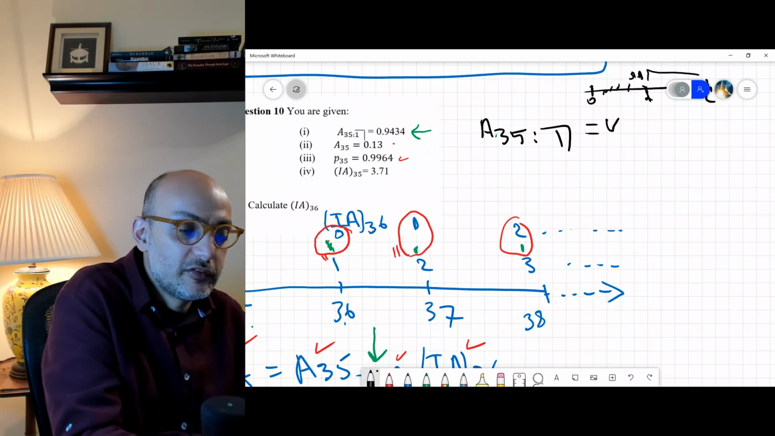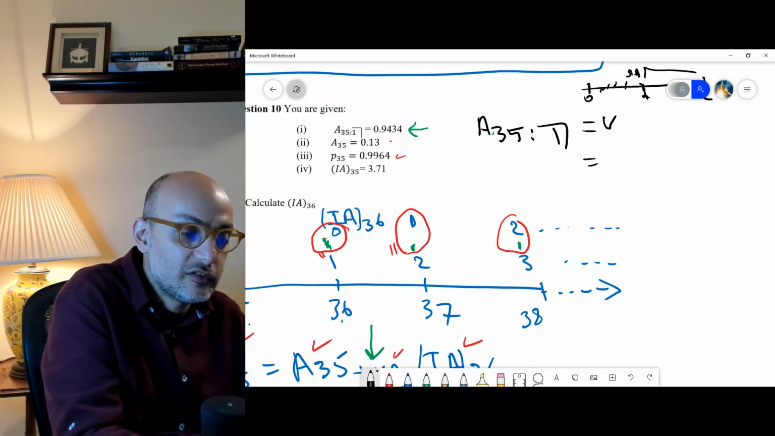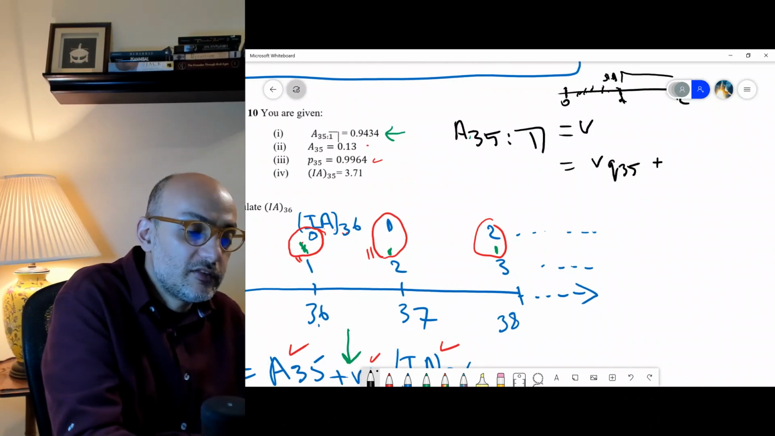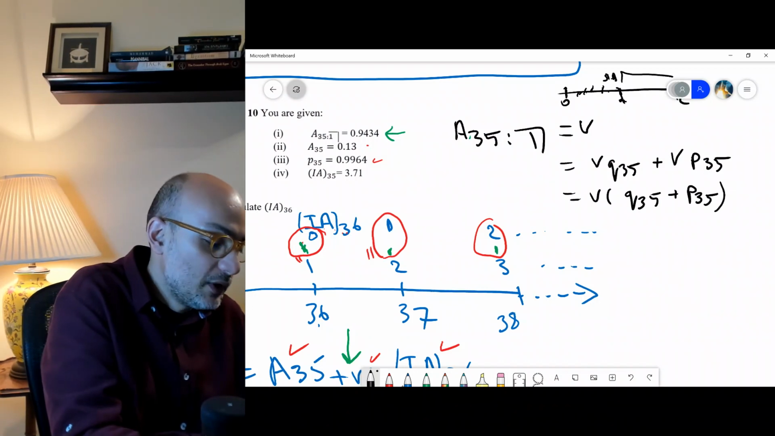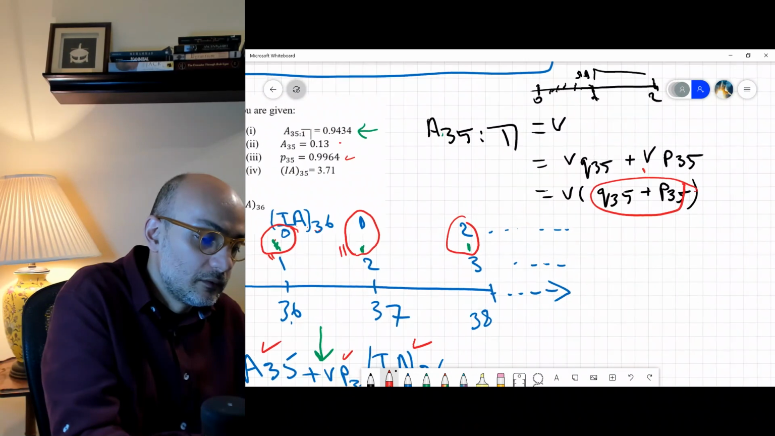But if you don't see it, conceptually, you can just split it. So the $1 if death happens, you discount it, V q35. And then you get the same dollar, V p35. Factor out the V: q35 plus p35. These sum to 1, which equals V.